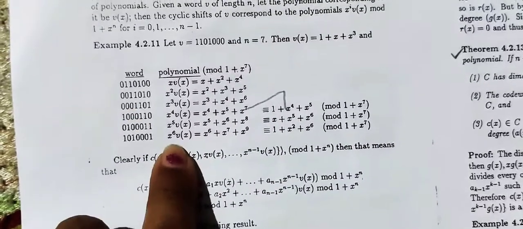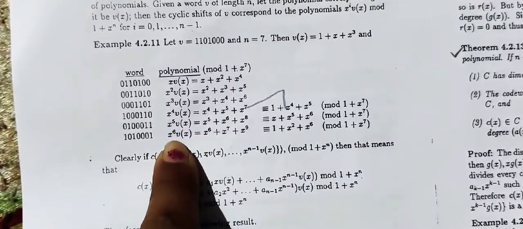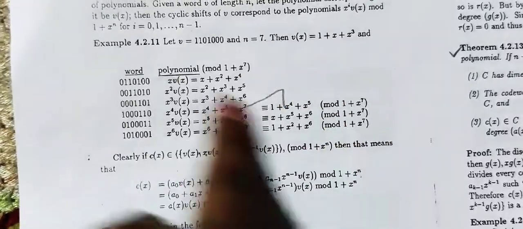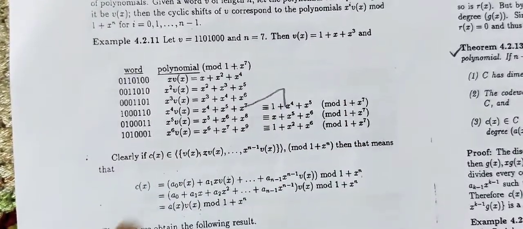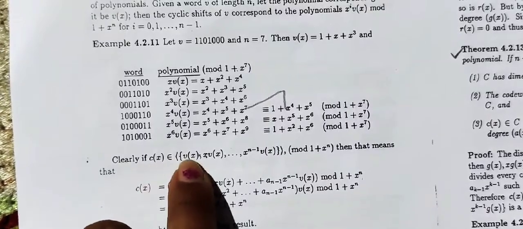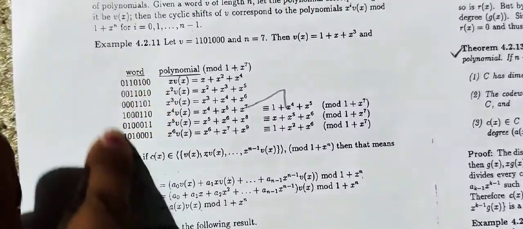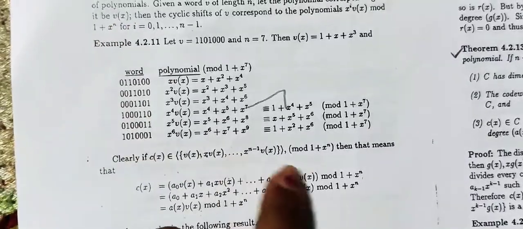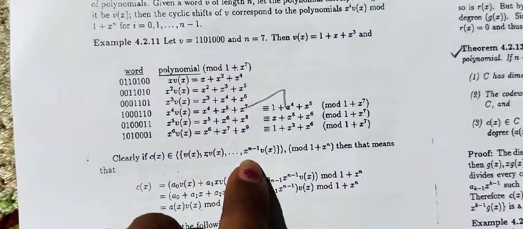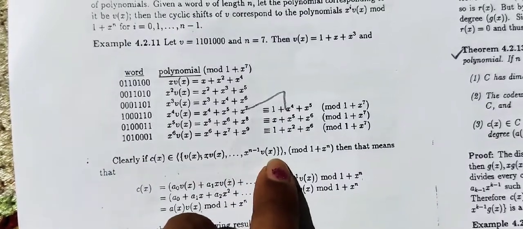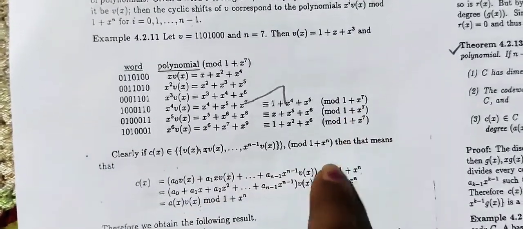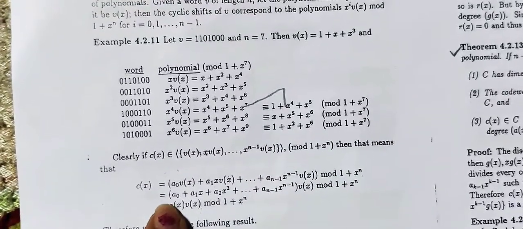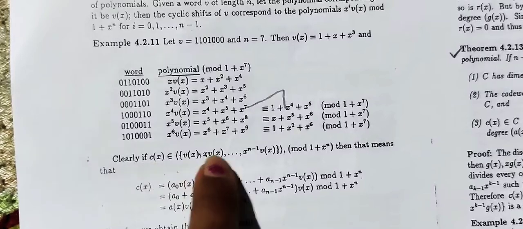Up to n minus 1, if n is equal to 7, that means x raised to 6 into v of x. So these are the 3 cases. Is it clear? Then c of x belongs to the set v of x, x square v of x, x into v of x, etc., up to x raised to n minus 1 v of x modulo 1 plus x raised to n. Clearly this c of x can be written as a naught into v of x, so this is a basis element.